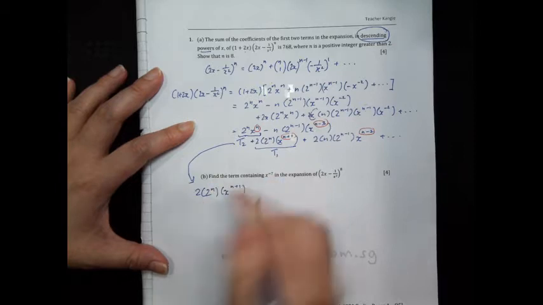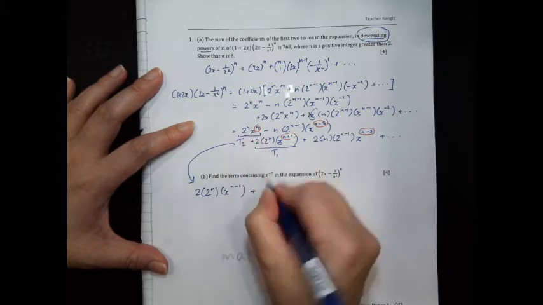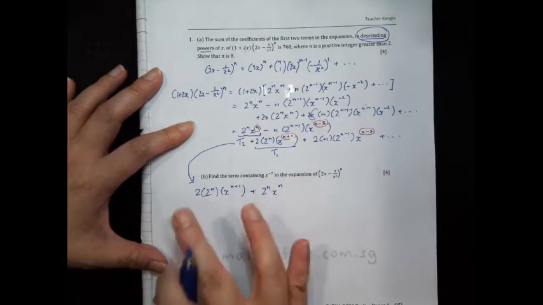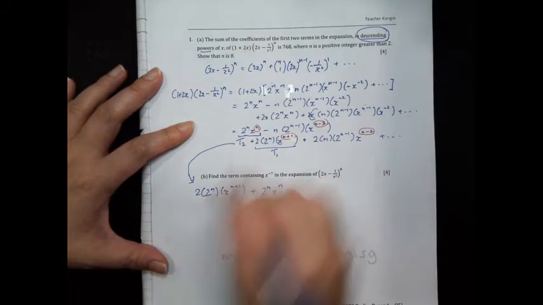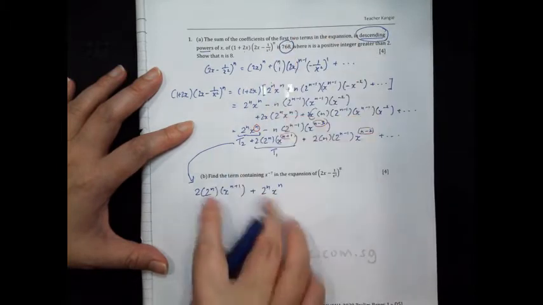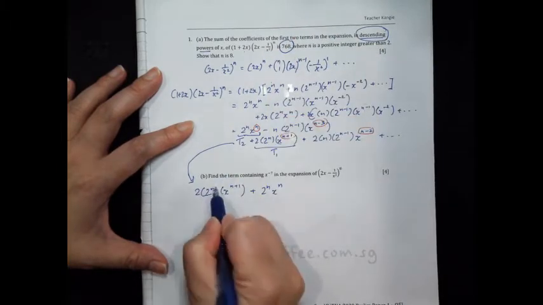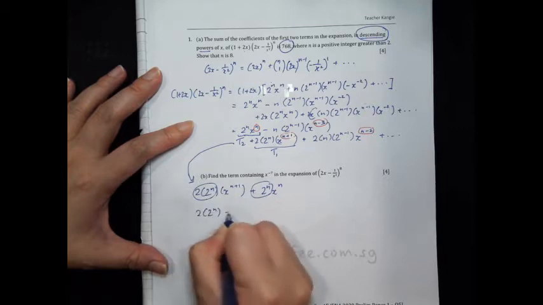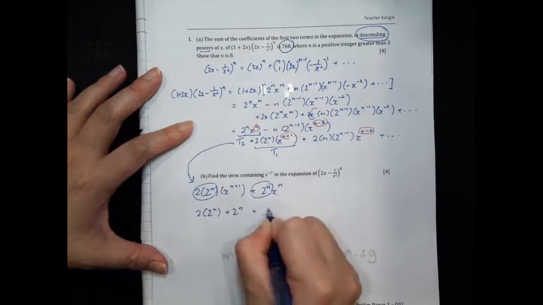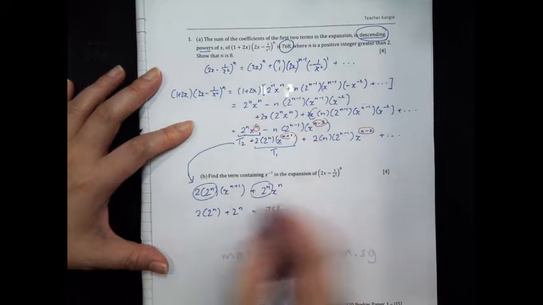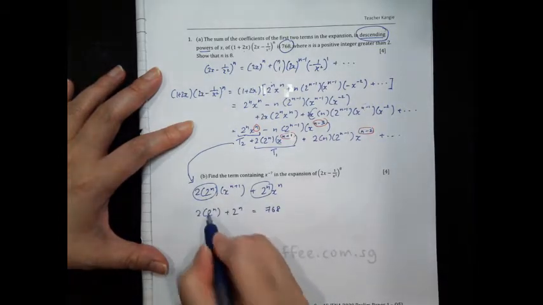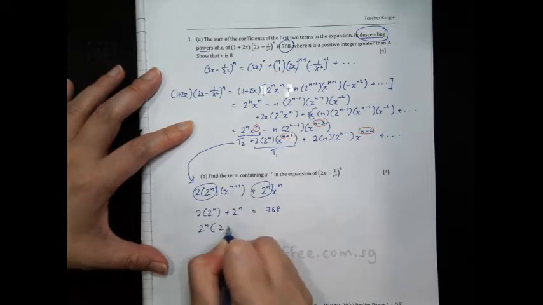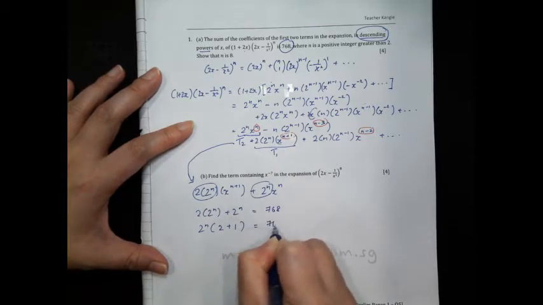This is the first term plus the second term, which is 2^n x^n. They say when I add these first two terms together, the coefficient is 768. So let's take out what the coefficient is. The coefficient is this and this. So it means 2 times 2^n plus 2^n gives me 768. So let's break this up. Take out the common factor: I take out 2^n, 2 plus 1 equals 768.